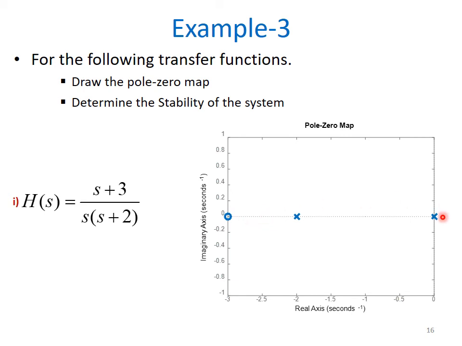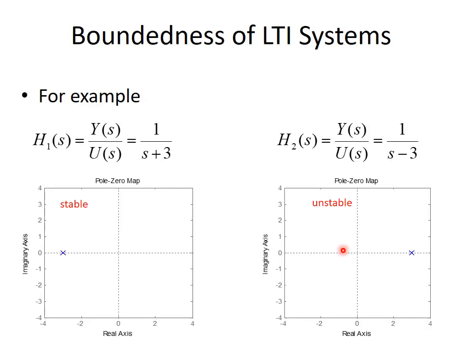And as far as the stability is concerned, we can say that the system is marginally stable, right? Because we have one pole which is on the vertical axis, on the imaginary axis. So this system can be referred to as a marginally stable system. And similarly, you can also plot the pole-zero map of the other three functions, and you can determine. Now we are going to discuss why systems are stable when the poles are in the left half plane and are unstable when the poles are in the right half plane.